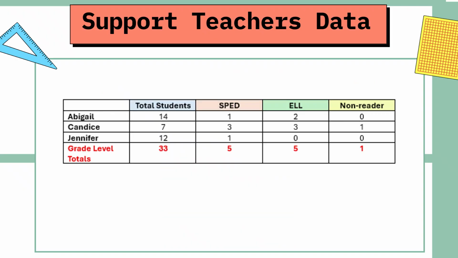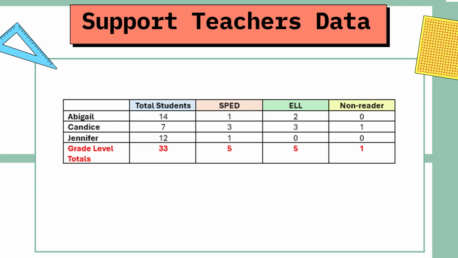As I shift to support teacher data, I'm thinking about alignment and impact. According to FIS, effective data use requires us to examine adult actions just as critically as student outcomes. For the support teachers, they had a total of 33 students, with 5 of those students being students with special needs, 5 students being English language learners, and 1 non-reader.